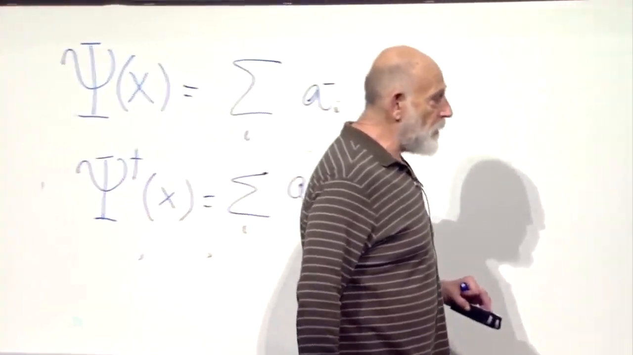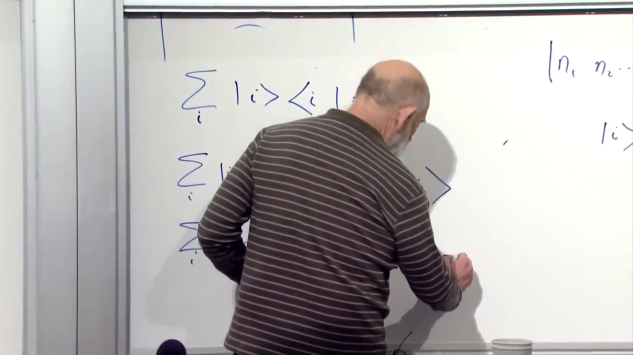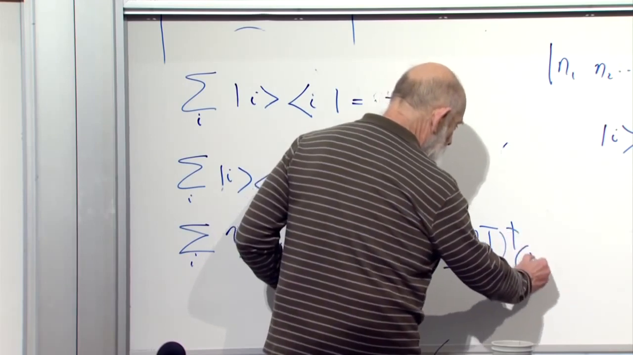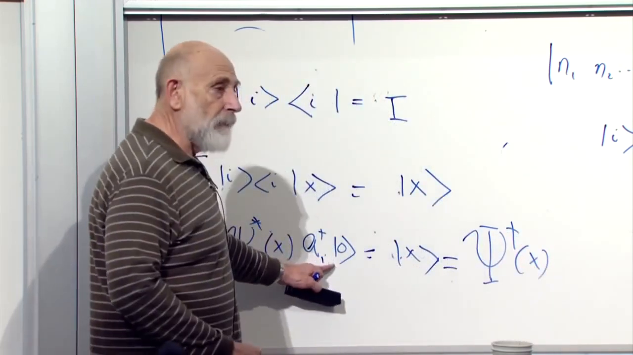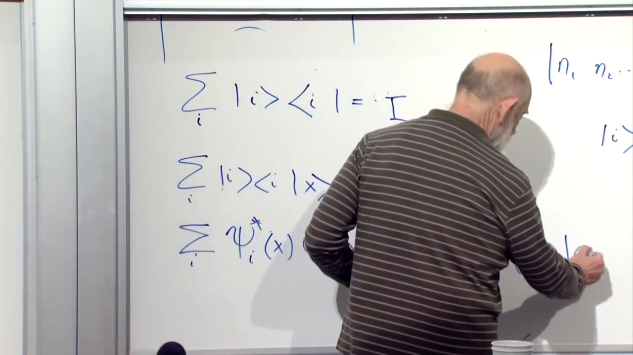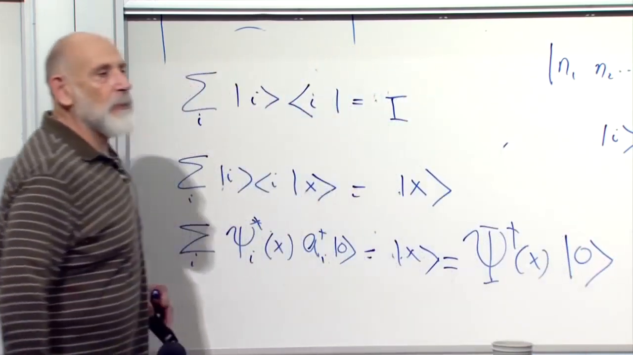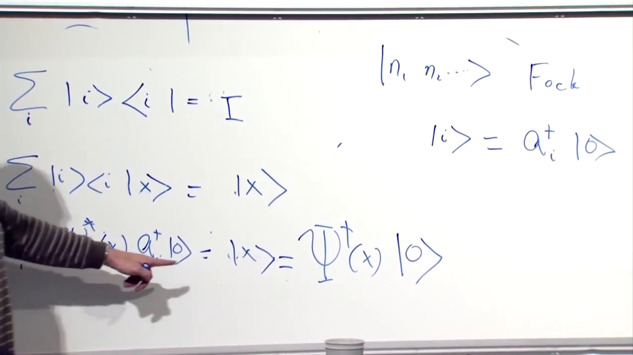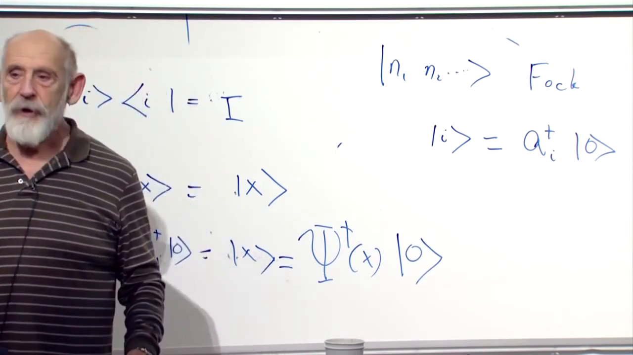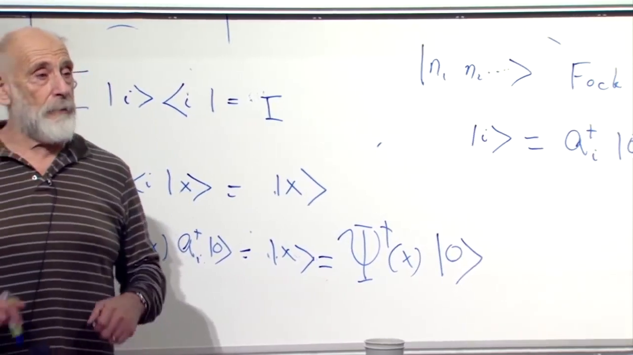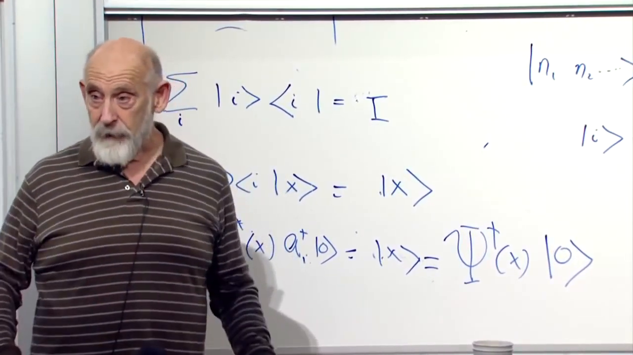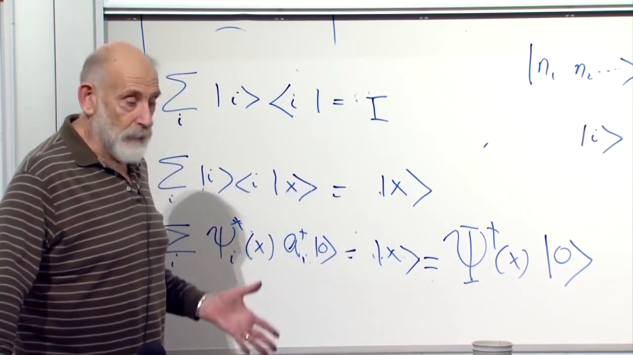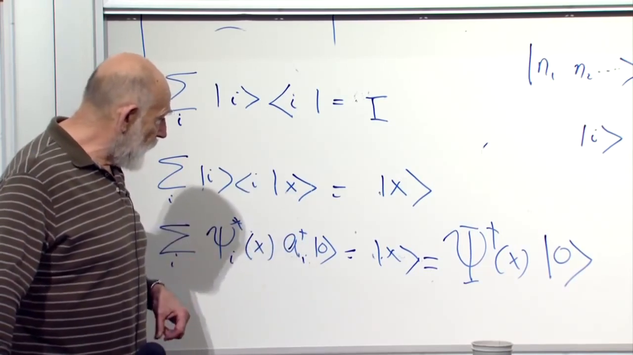So we can now write this in another form. We can write a particle at position x is psi dagger at position x on the vacuum. So now we know what psi dagger is. It's an operator which creates a particle at position x. If we have no particles, and we want to change the number of particles by adding one at position x, then the way to do it is to apply psi dagger to the vacuum. It creates a particle at position x.